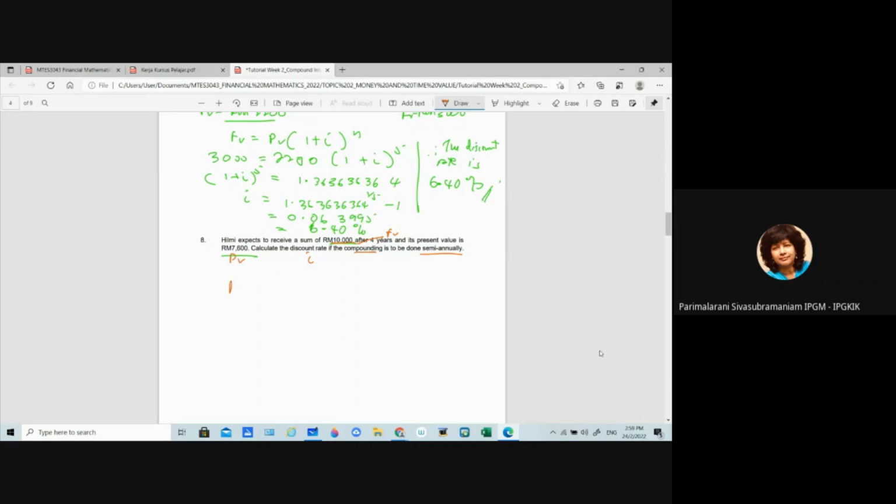That means your formula PV into 1 plus I. This is the formula you used above, right? But now you are given the compounding already. So you have to change I to K over M. And this also becomes MT. Okay? So what you are finding is actually, what are you finding here in this formula?